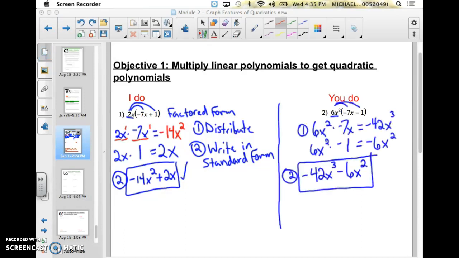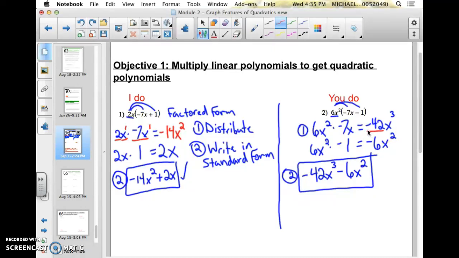Alright, at this point you should have paused the video to try number 2 on your own. Here's the work I've shown for number 2, and I've squared in my answer. Please check your work with mine. Now, one thing I want to point out in step 1, the distribute step, 6 times negative 7 is negative 42, right here. But then, remember, x squared times x, you add the powers, so 2 plus this 1, because if it's not written, you can assume it's 1. 2 plus 1 is x to the third, or x cubed.